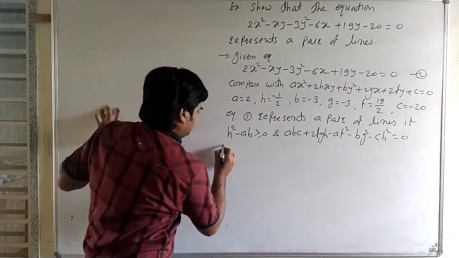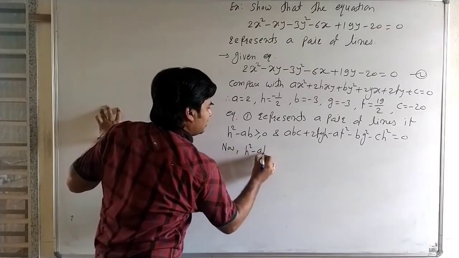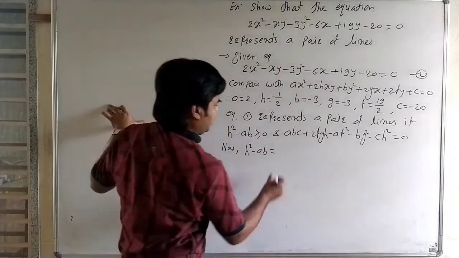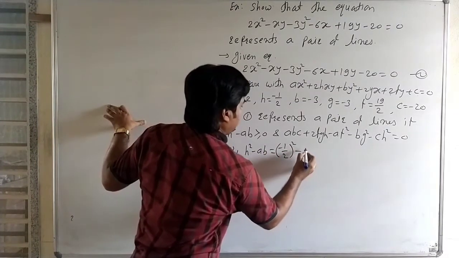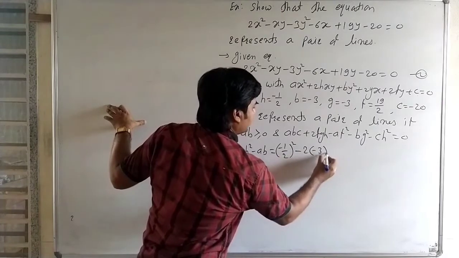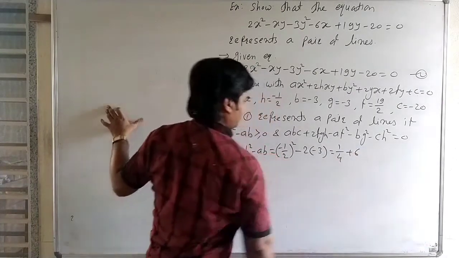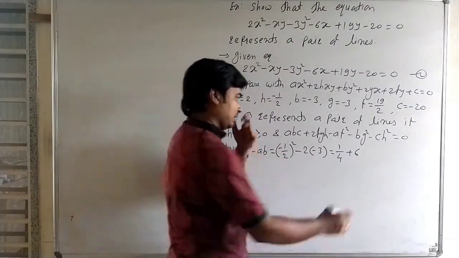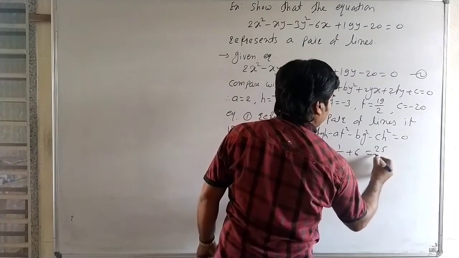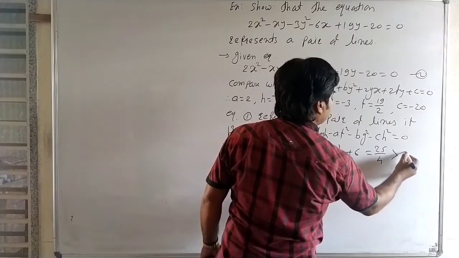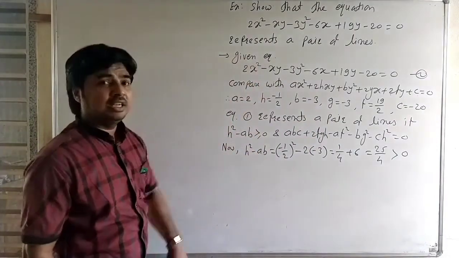Now h square minus ab is equal to (minus 1 by 2) square minus 2 into (minus 3), that is 1 by 4 plus 6, and therefore it is 25 by 4, which is greater than 0. So h square minus ab is greater than or equal to 0, and this condition is satisfied.